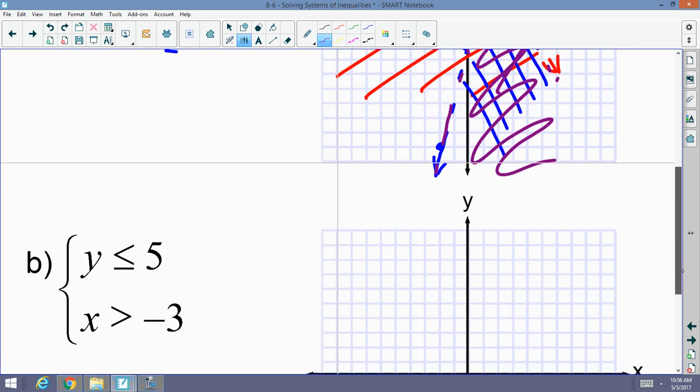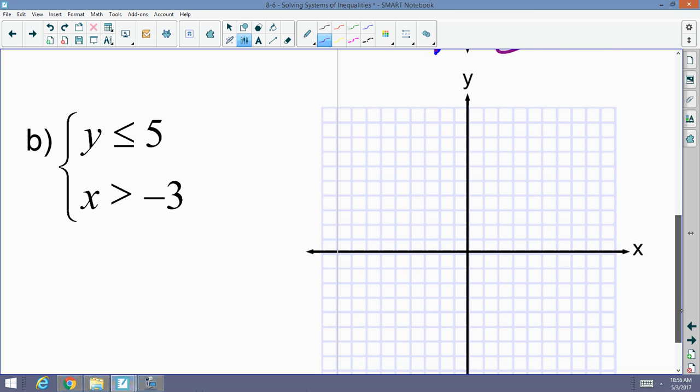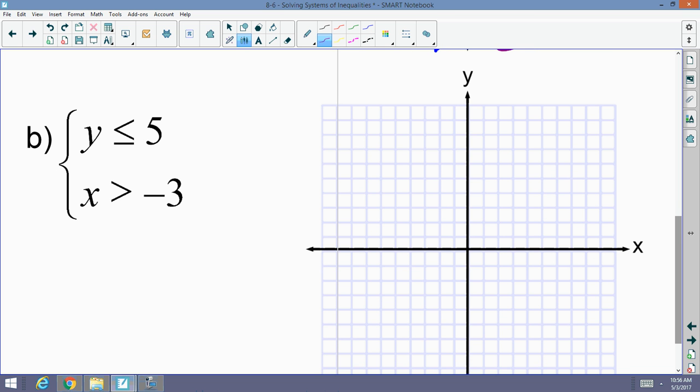Guys, I don't have time. Oh, yeah, this is an easy one. I wanted to go to the word problem, but this is real simple. Okay, let's do number 2. Now, let's see who remembers these. Guys, what kind of a line is a y equals? Horizontal. Very good. So 1, 2, 3, 4, 5. Solid line. That's my y is less than or equal to 5, and it's less than, so am I going to go above or below? Below.